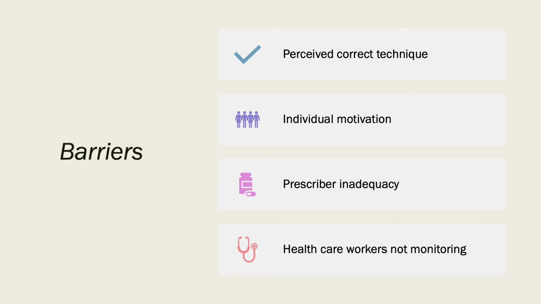There are a wide variety of barriers to the implementation of this practice change, including, but not limited to, the asthma sufferer's perception of correct inhaler technique when it is in fact incorrect, the asthma sufferer's level of motivation to change their practice and seek further education, the prescriber, upon administration, not providing adequate education, and healthcare workers such as nurses not monitoring or ensuring to provide additional education where possible.